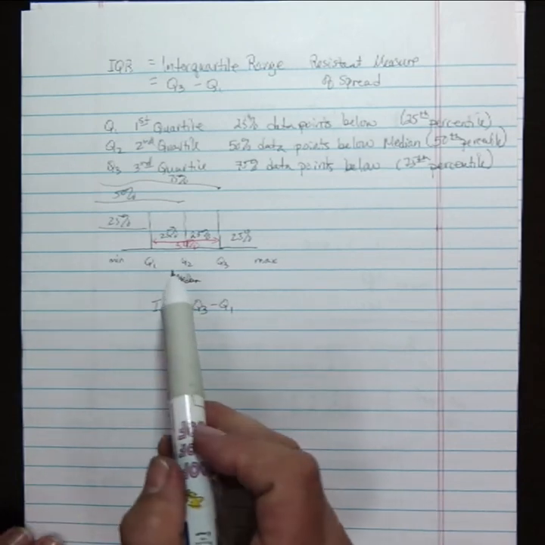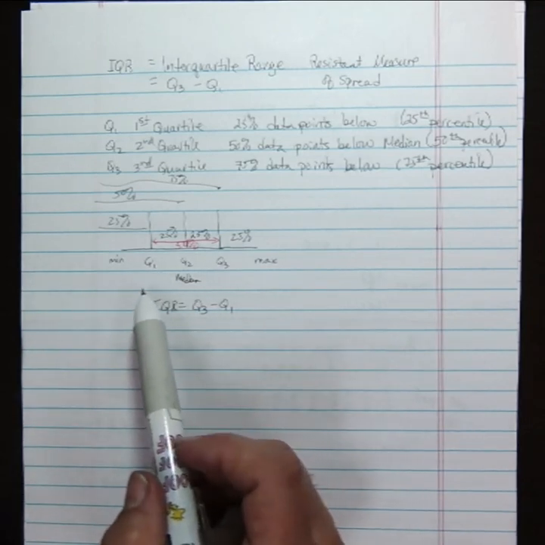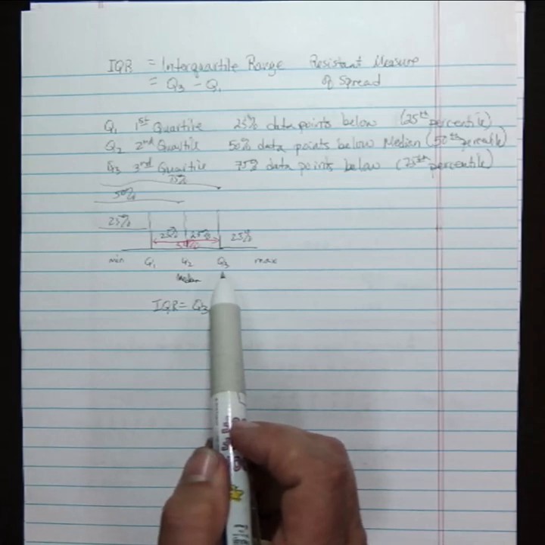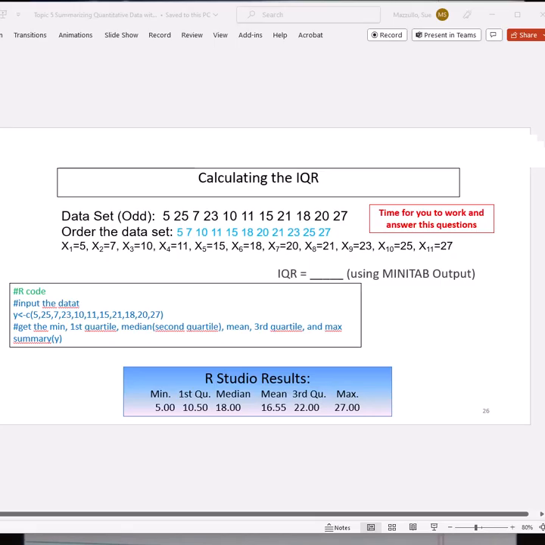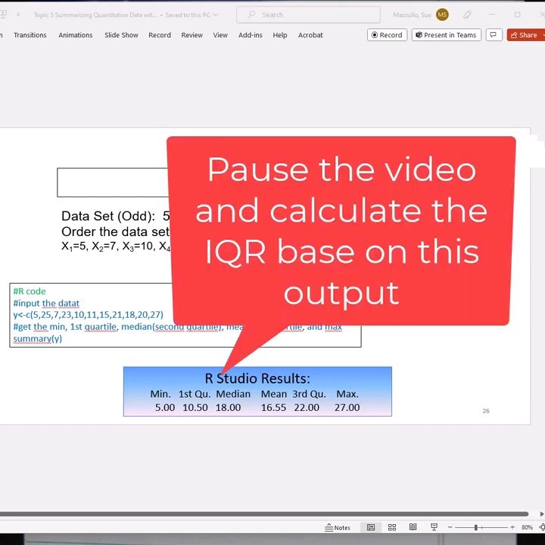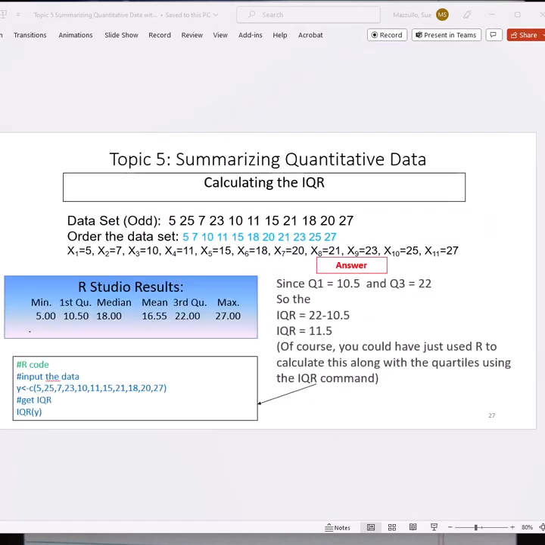Now there are many different ways in a data set, believe it or not, to calculate Q1 and Q3. So what we're going to do is use the output of RStudio to calculate the IQR and then to use it. Looking at this output in RStudio, calculate what the IQR is. Well, reading off the output in RStudio, we see that Q1 is 10.5 and Q3 is 22. So the IQR is going to be 22 minus 10.5. So we would say the IQR is 11.5.